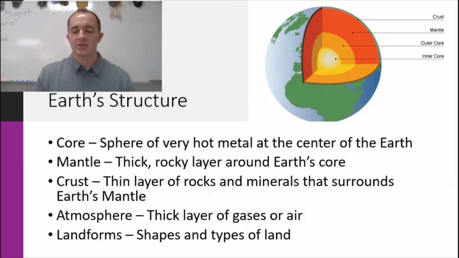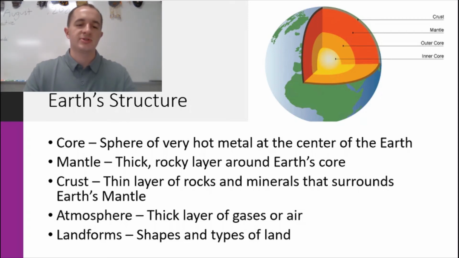So we're going to finish up today's lesson by discussing what the Earth is made up of. So we talked about how the Earth moves in space around the sun, and then how it moves on its axis and rotates, but we need to talk about what makes up the inside of the Earth. So there are four main parts. So we have the core, the mantle, the crust, and the atmosphere.